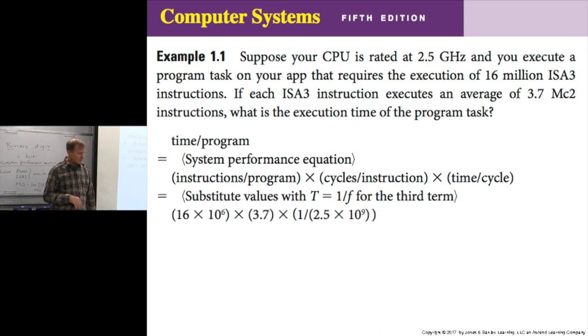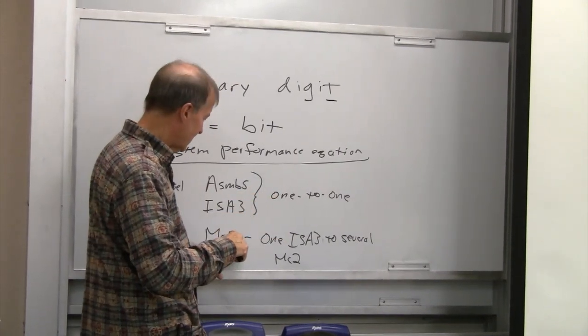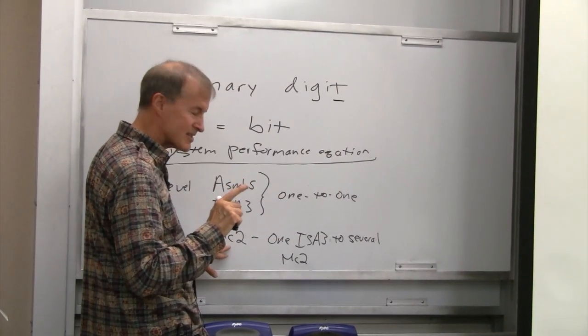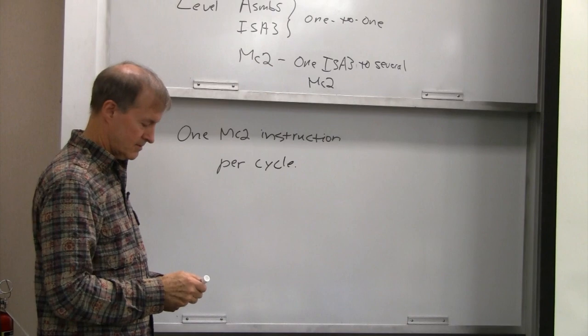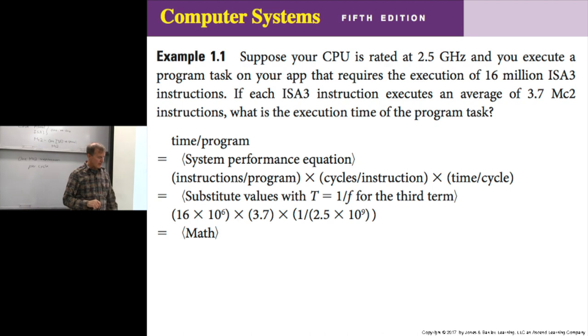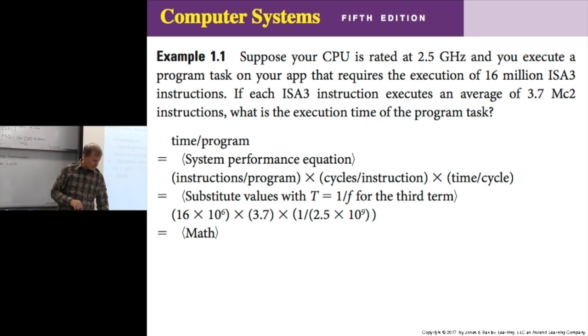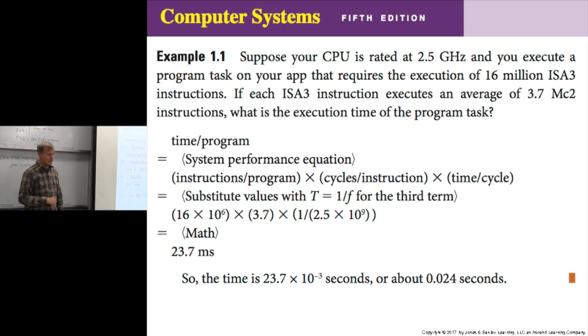And then the cycles per instruction is what? Cycles per instruction is about these MIC2. There's one MIC2 instruction per cycle. That's the definition of a micro instruction. It's one cycle. All right? And then 1 divided by 2.5, and so you do the math and you work it all out, 23.7 milliseconds, so the time is 23.7 times 10 to the minus 3, or about 0.024 seconds. Does everybody see how to do that?